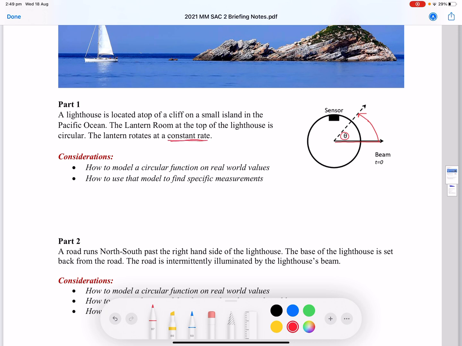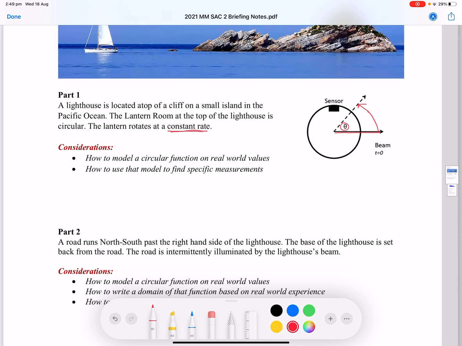So the first thing you want to consider is how to model a circular function on real-world values. There'll be values that we will assign to the lantern room and to the beam and to the strength of its signal, and you need to be able to create a model or a function based on those values. And then once you've established that model, you need to be able to use it to find specific measurements that we're going to ask of you. So that's the first part.